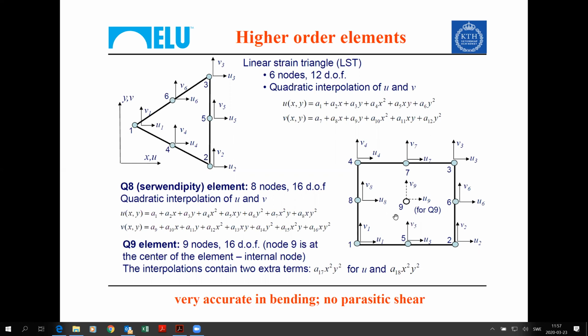We can also add an extra element. This is called the serendipity element, the one with 8 nodes. We can also add a 9th node at the center of the element. And in this case, we will be able to increase the constants by 1. So we will be able to put x squared y squared in both u and v.